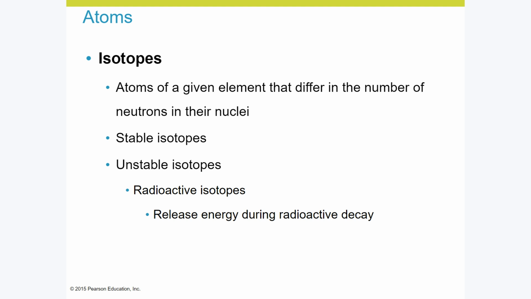Isotopes are atoms of given elements that differ in the number of neutrons in their nucleus. A stable isotope is just something that has 1 or 2 extra neutrons that does not do anything and is perfectly fine. An unstable isotope is a radioactive isotope. These start to decay and release energy during this decay, and that's called radioactive decay. Things like this are going to be uranium. They're going to want to get rid of those neutrons, so they're going to start decaying.